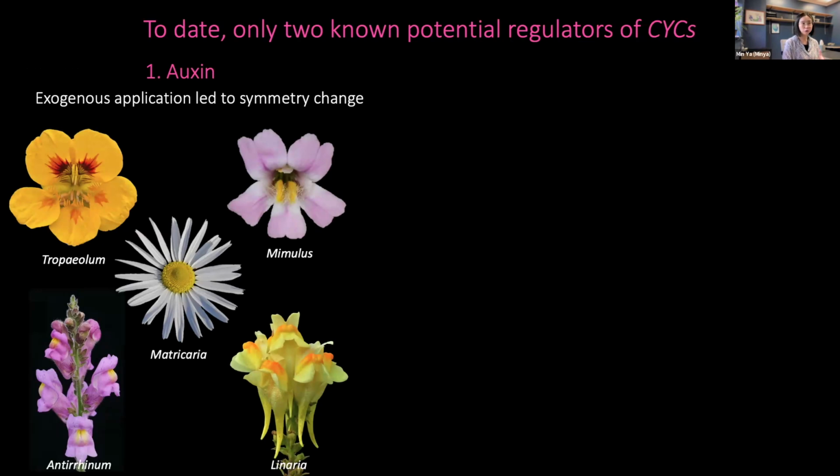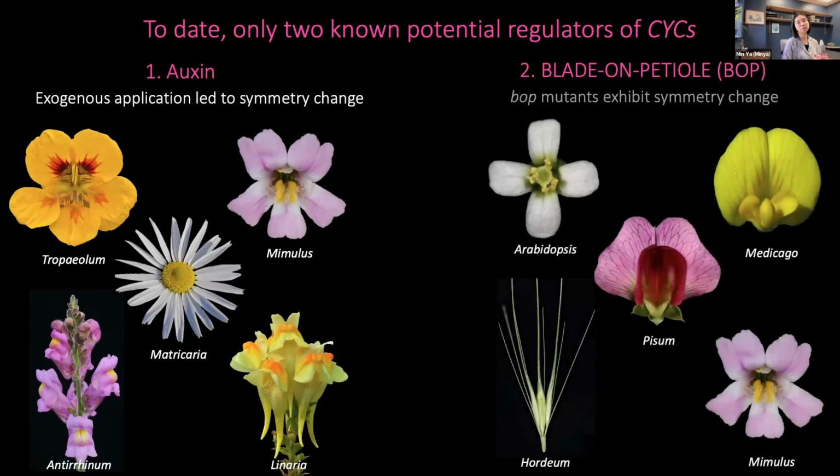And the other potential regulator is a gene called blade on petiole, BOP. So BOP mutants have been analyzed in a bunch of species as well, as I show here. They all have a whole range of developmental defects, but among those defects, one of the common ones is changes in floral symmetry. So either the auxin application or the BOP mutants, the phenotypes clearly indicate that those two factors are involved in the regulation of cycloidea genes.